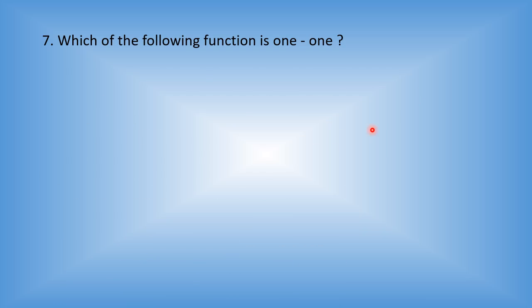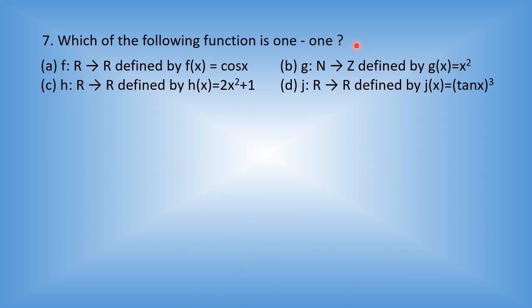The seventh problem will be, which of the following functions is 1-1? So there are some functions, we have to check which function is 1-1 here. The first option is f, a mapping from R to R defined by f of x is equal to cos x. Let's check this one.